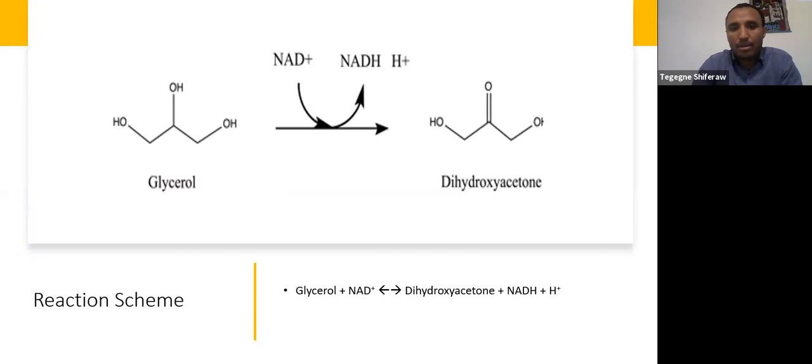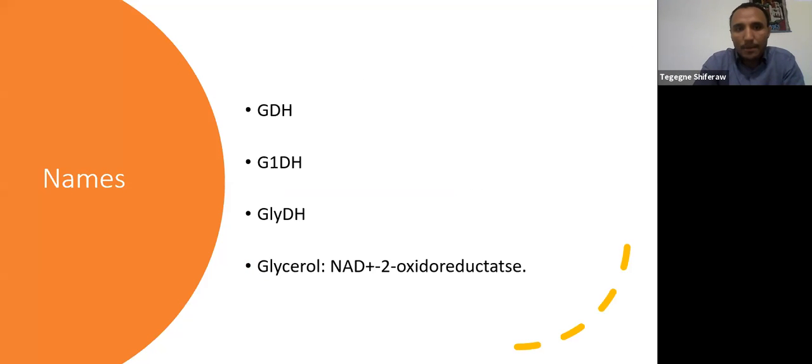The reaction scheme for the oxidation of glycerol to dihydroxyacetone or glycerone is shown in the slide. There are alternative names that are given for this enzyme, sometimes called GDH, G1DH, glycerol DH, or glycerol:NAD+ 2-oxidoreductase, because the carbon that will be oxidized is the second carbon of the glycerol compound.